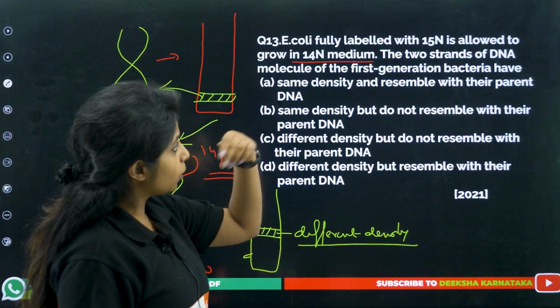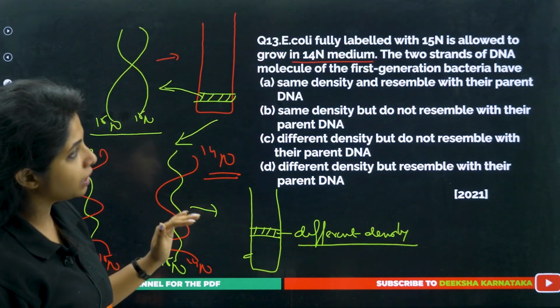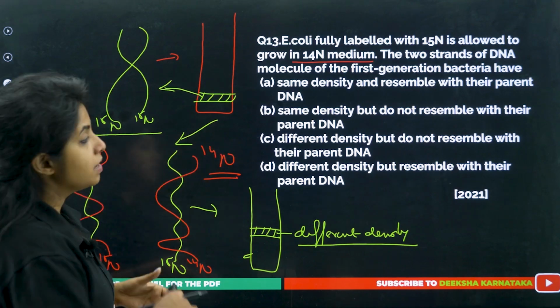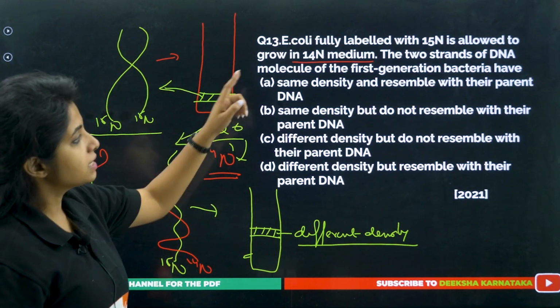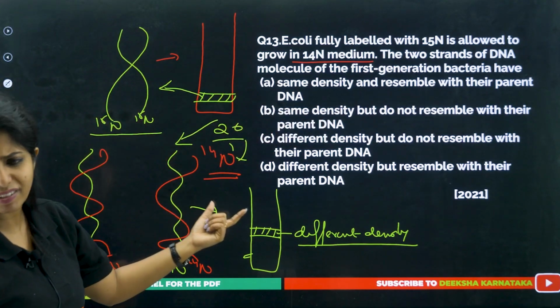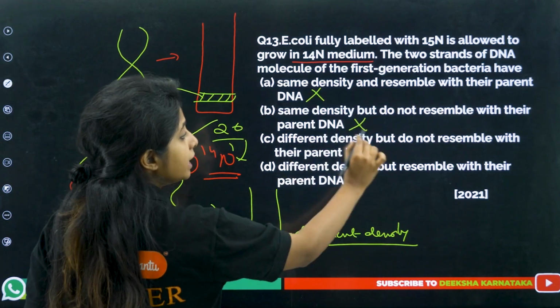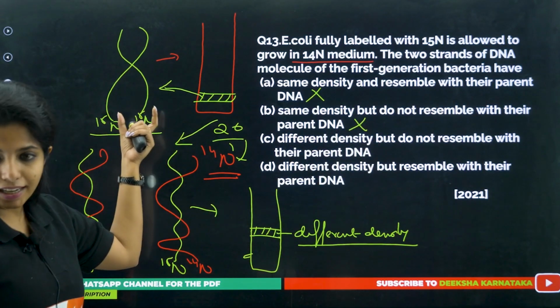So E. coli fully labeled with 15N is allowed to grow in 14N medium. The 2 strands of the DNA molecule of the first generation, after 20 minutes, you will get them. Okay, have the same density and resemble the parent DNA? Do they resemble the parent DNA and do they have the same density, my dear children? No. Same density, again wrong. Different density, okay, agreed. But do not resemble the parent DNA. Yes, they do not resemble.